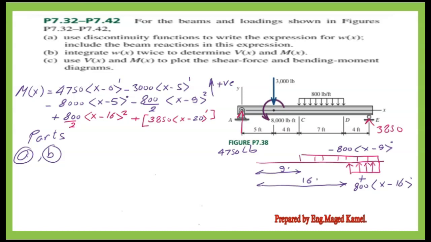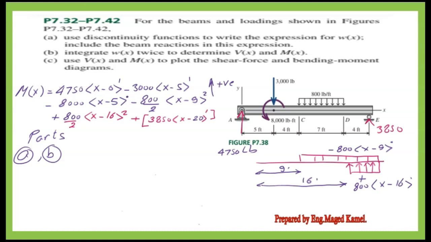We have the expression of M of x equals 4,750 multiplied by x minus 0 raised to the power of 1, minus 3,000 multiplied by x minus 5 raised to the power of 1, minus 8,000 multiplied by x minus 5 raised to the power of 0, minus 800 over 2 multiplied by x minus 9 raised to the power of 2, plus 800 divided by 2 multiplied by x minus 16 raised to the power of 2, plus 3,850 multiplied by x minus 20 raised to the power of 1.